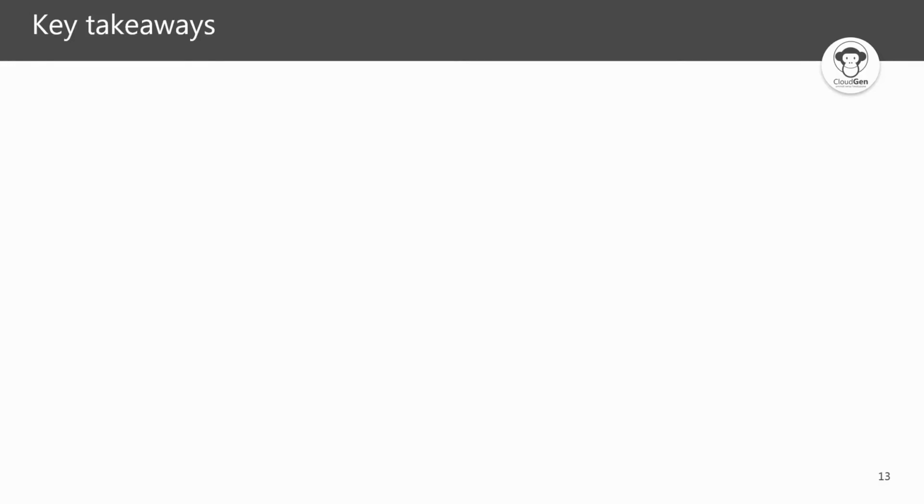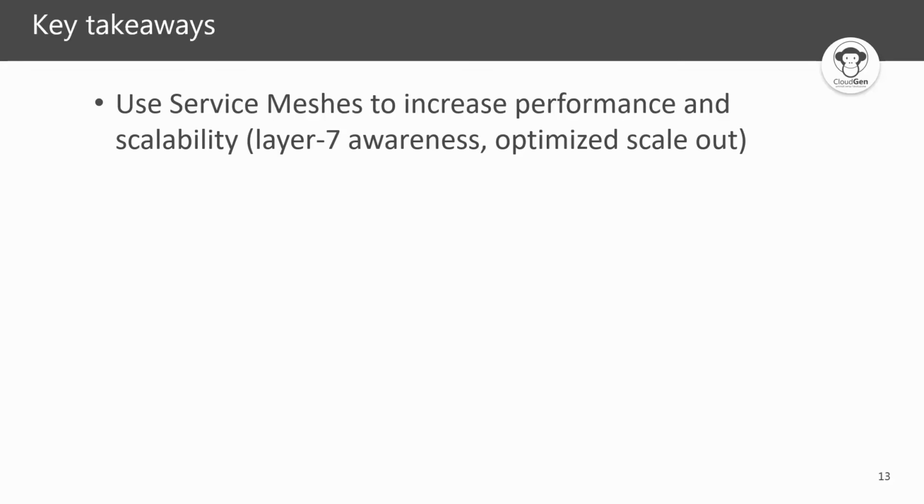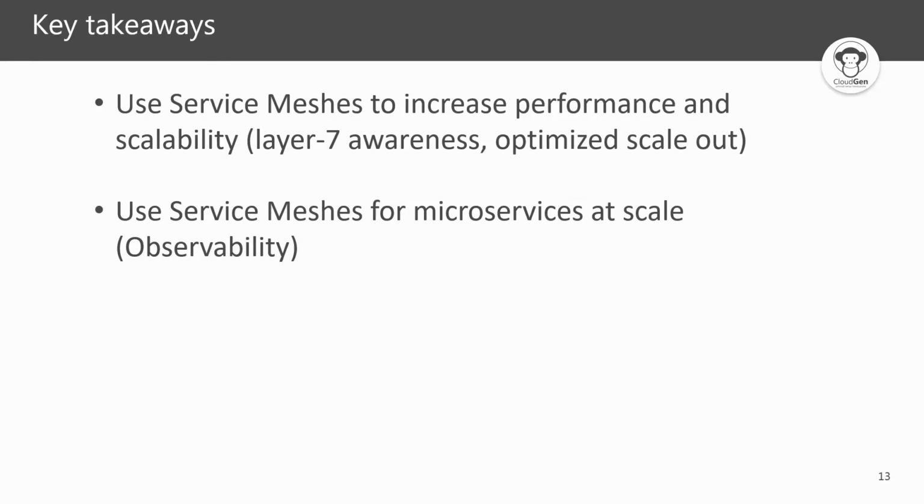Okay, so let's see the key takeaways of this session. We should use service meshes to increase performance and scalability. We've seen that with the gRPC demo. That's just one example, but if you really want to leverage the built-in scale-out capabilities of Kubernetes, then you'd better use that together with a service mesh that is smart enough to understand layer 7 ways of working.